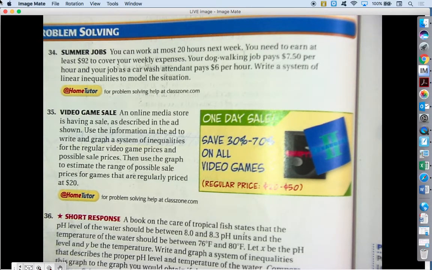You need to earn $92 to cover your weekly expenses. You're a dog walker, which pays $7.50, and you have a job as a car wash attendant, and that's $6 an hour, which apparently it's better to be a dog walker than to dry off the cars at the Northway car wash. So write a system of linear inequalities to model the situation. So we have 2 variables. The x would be your dog walking job, and the y would be the car attendant.